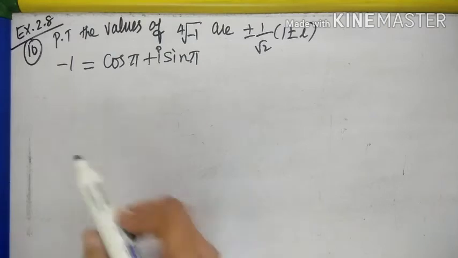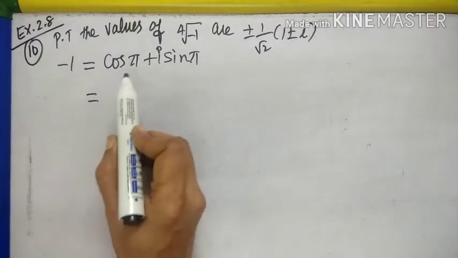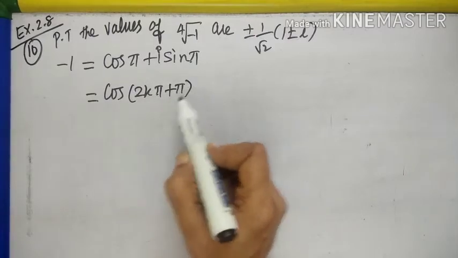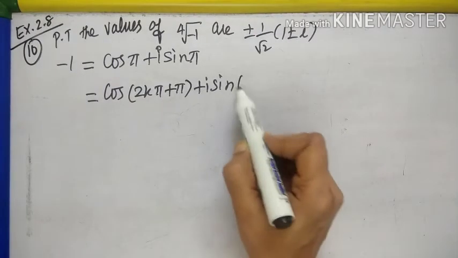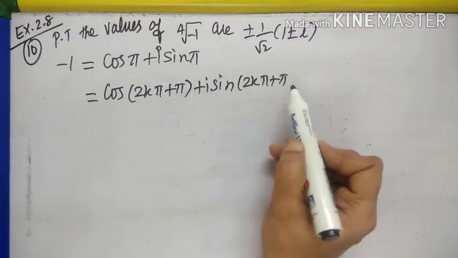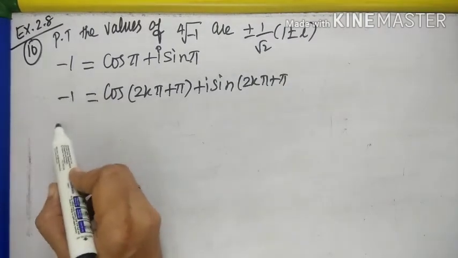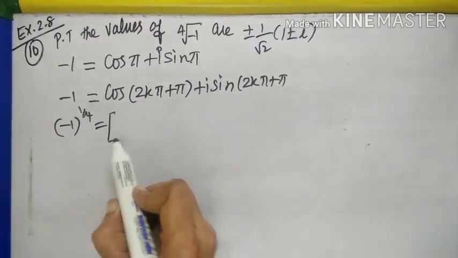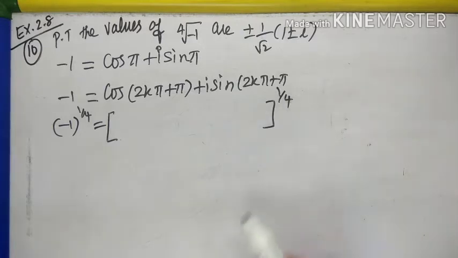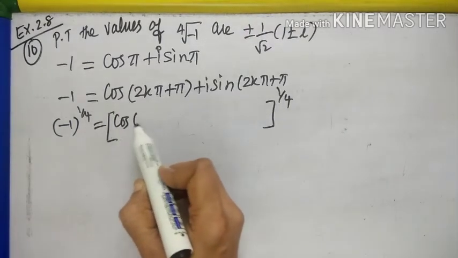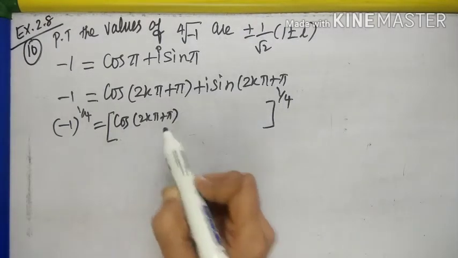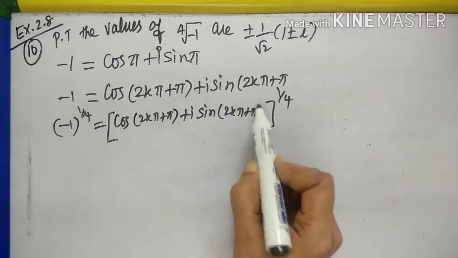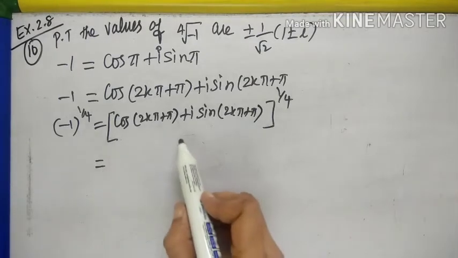First step done. What is the second step? Add 2k pi to the argument. Cos 2k pi plus pi plus I sin 2k pi plus pi. The third step, raise it to the power 1 by 4. Fourth roots means the whole power 1 by 4. So cos 2k pi plus pi plus I sin 2k pi plus pi, the whole power 1 by 4.